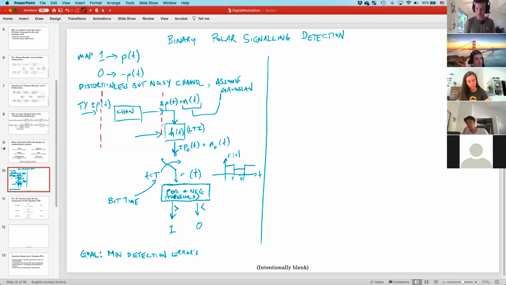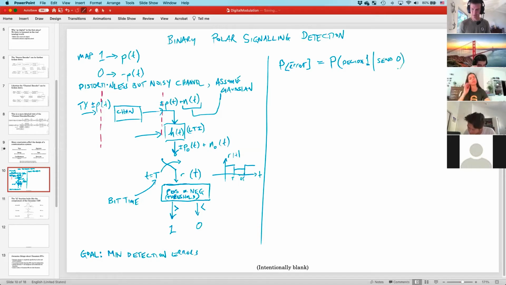So let's talk a little. We're going to go back to your first introductory probability course. Let's talk about the probability of an error event. So this could be the probability that we decide 1 given a 0 was sent. Right, that's one way to have an error. Or we could decide 0 given a 1 was sent. That's another way to have an error.